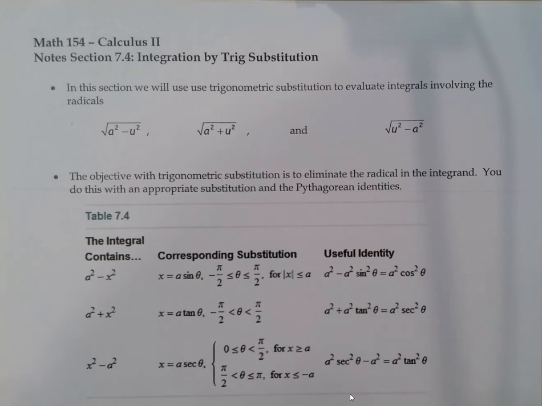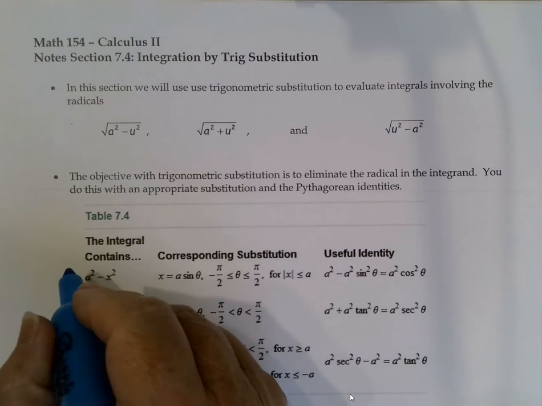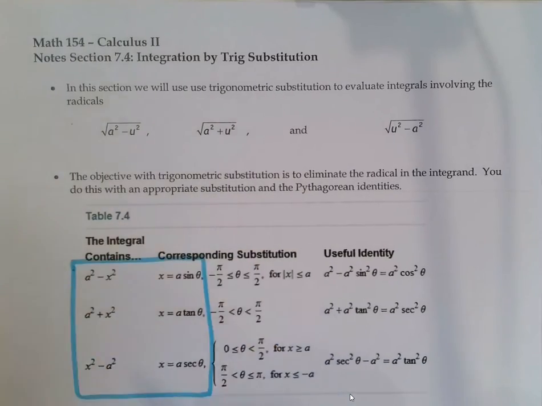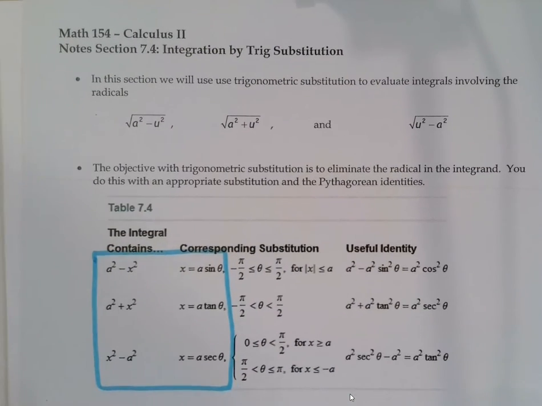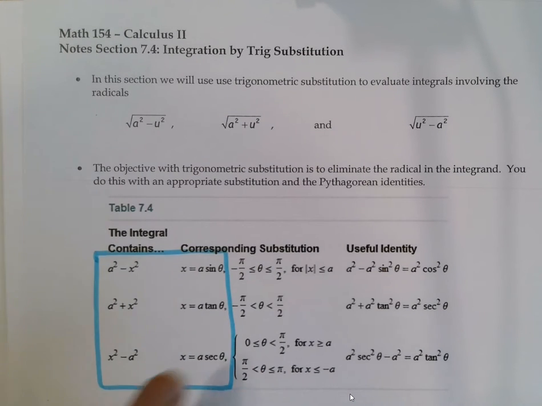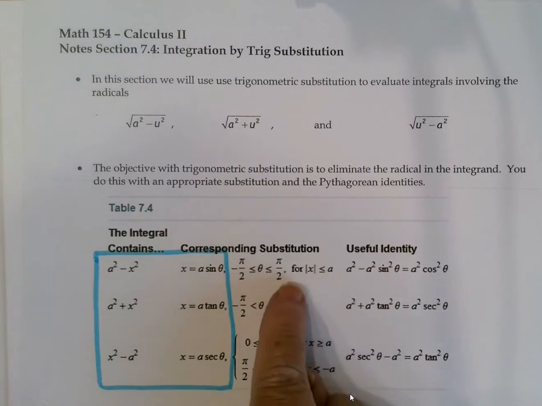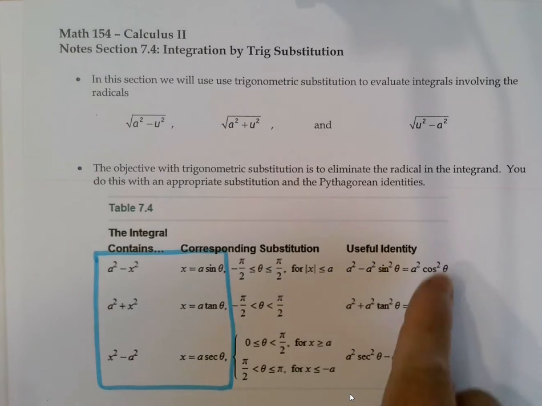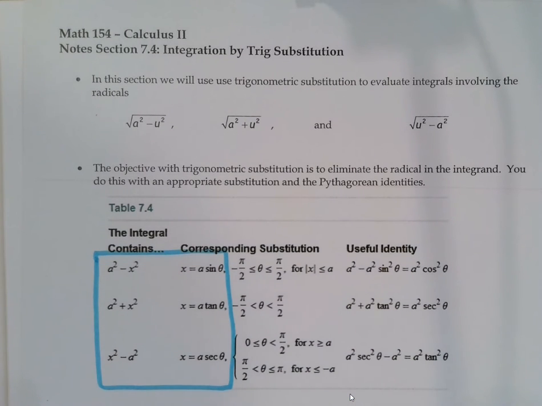The little chart down here helps us figure out what to do when. And what I'd really like you to concentrate on is right in here. Depending on which of these forms we have, what the radicand is, we're going to make a different substitution each time. Now, they do give us some information about domain issues. I'm not going to spend a lot of time with that. The useful identities, those are going to come right out in the wash as we do the problems. So mostly I want you to concentrate on this for our purposes here today.